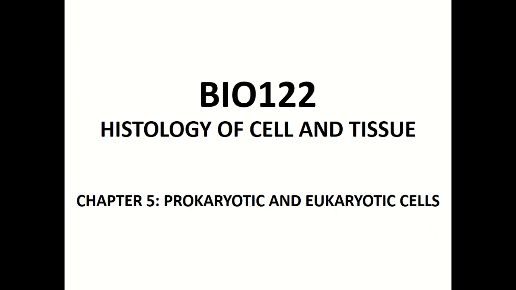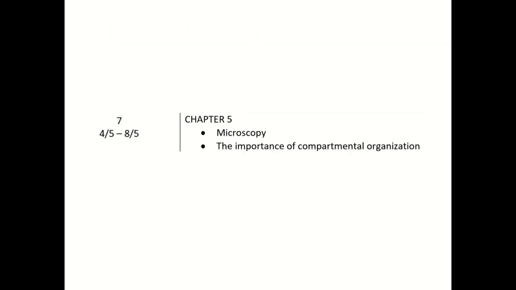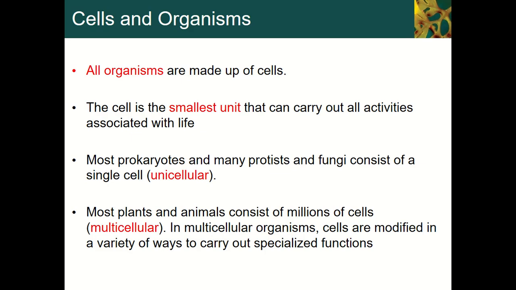Hi class! Today we will learn a new chapter, which is chapter 5, prokaryotic and eukaryotic cells. However, this week we're only going to learn about the microscope, the instrument used to observe cells, and also the importance of compartmental organization inside prokaryotic and eukaryotic cells. Before we start, we have to know what organisms are and also what cells are.